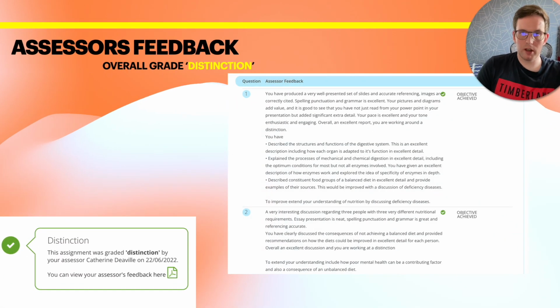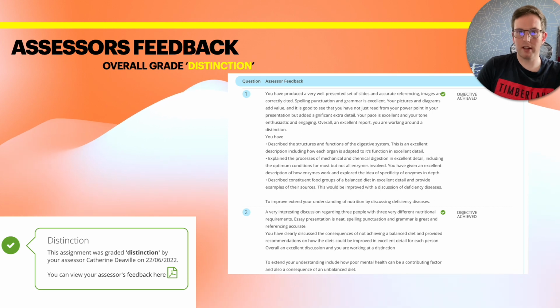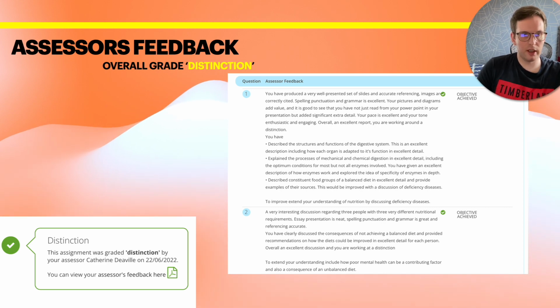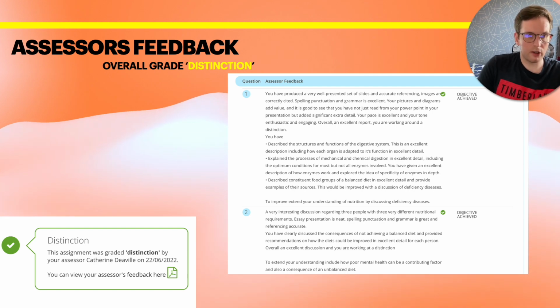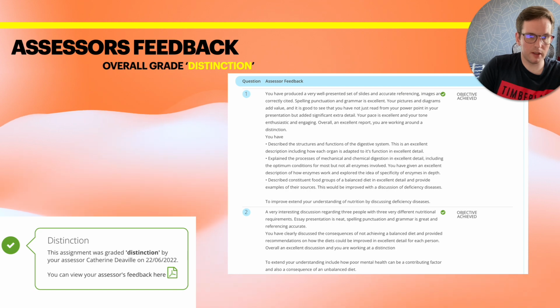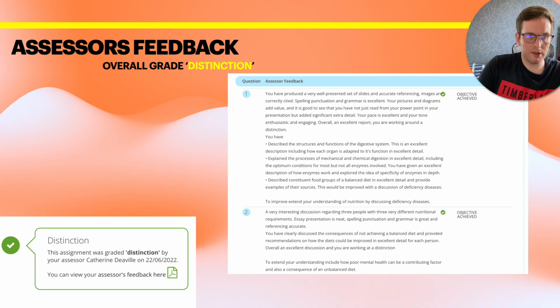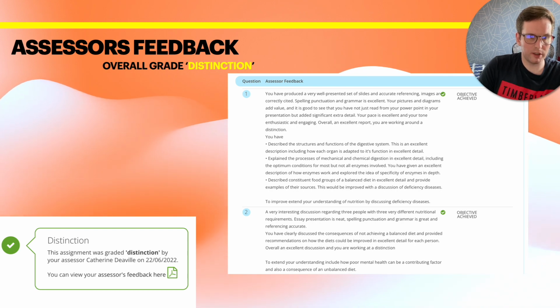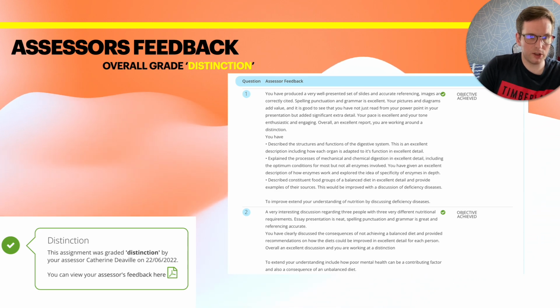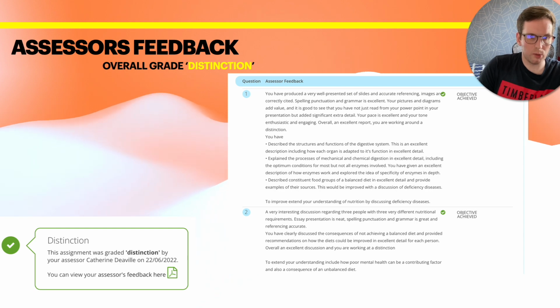Once I'd submitted my work, it took around 3 days for the assessor to get back to me and give me my final grade. As you can see here, I got an overall grade of distinction. My assessor commented saying that you've produced a very well presented set of slides and accurate referencing, images are cited correctly. Spelling, pronunciation, and grammar is excellent. Your pictures and diagrams add value, and it is good to see that you have not just read from the PowerPoint in your presentation, but added significant extra detail. Your pace is excellent, your tone is enthusiastic and engaging, and overall an excellent report, and you're working around a distinction.